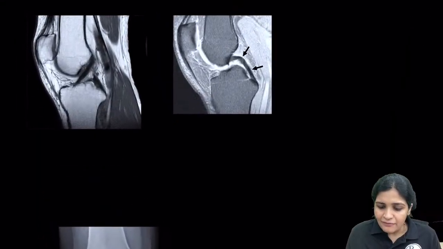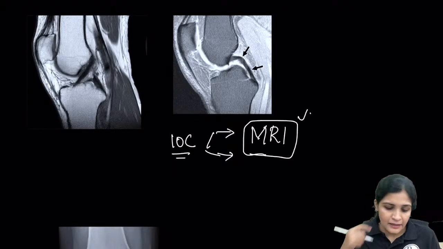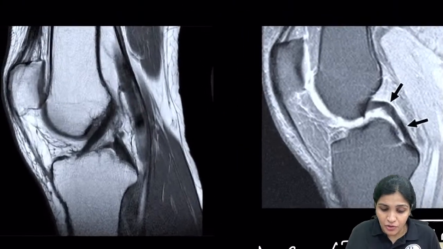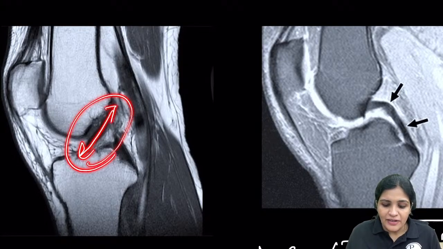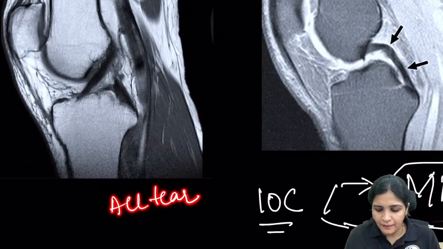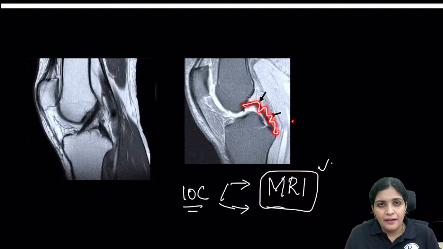Now, what is the investigation of choice for your ACL or MCL tears? It is MRI, right? You have to go for MRI. This is the ACL. Whenever this ACL is absent, that means you have an ACL tear. And this is your PCL. These are the two things which you see on the MRI whenever you want to diagnose the tears.